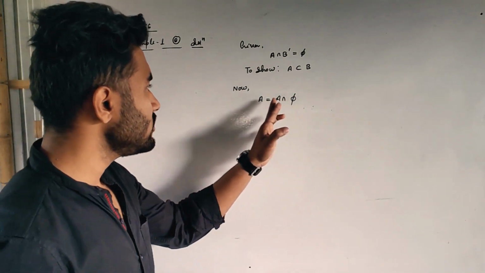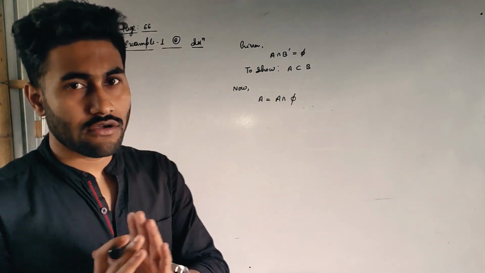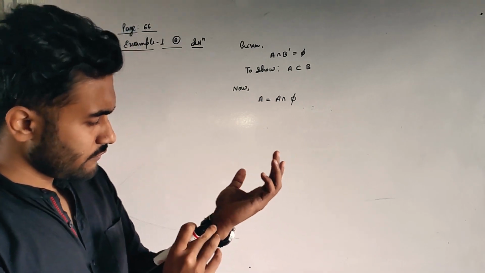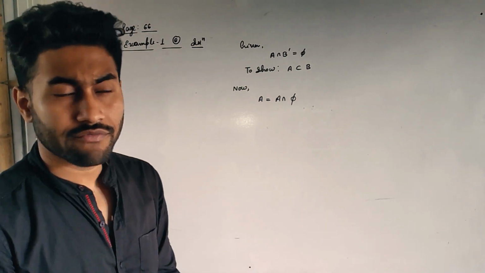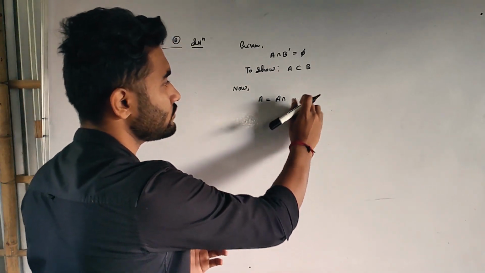We know that if we take the intersection of the empty set with anything, the answer is the empty set, right? You have to see, you have to clear the laws. If your laws are not clear, then you cannot solve this type of question. You have to clear all the laws. So you cannot use the empty set.